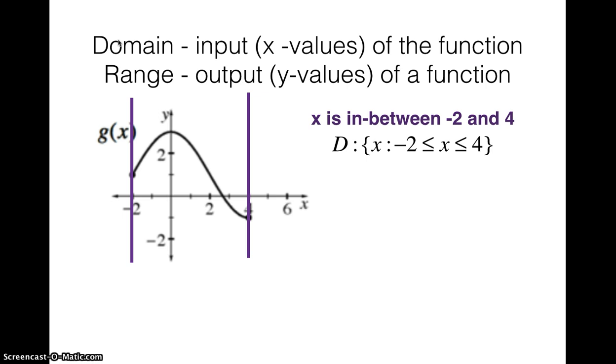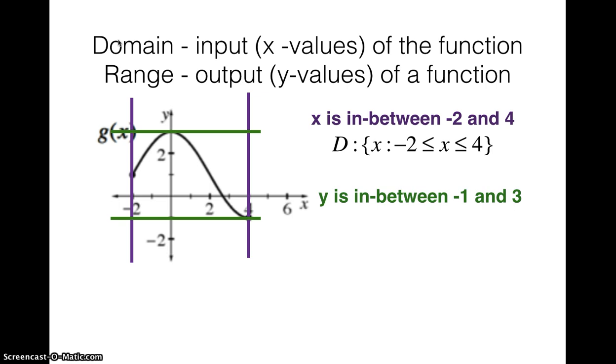We're going to do the same thing for the y values. Draw two lines, my highest point and my lowest point. And this helps me see that the y values are in between -1 and +3. The way we write this one is the range is in between -1 and +3. So range matches with the y's and domain matches with the x values.